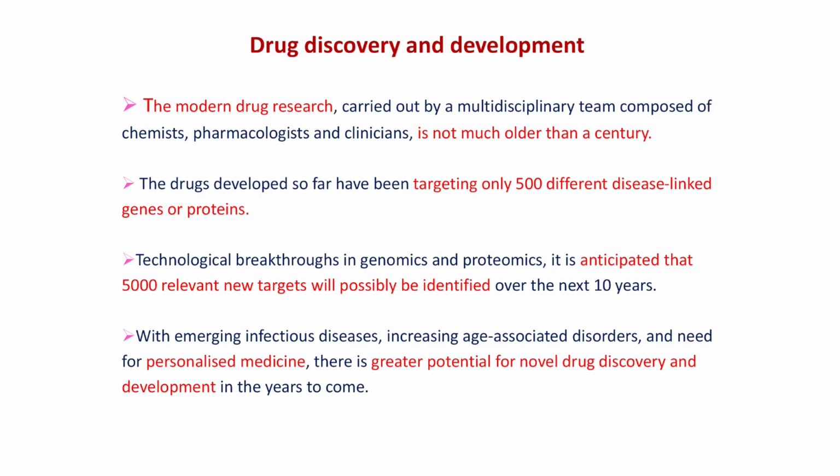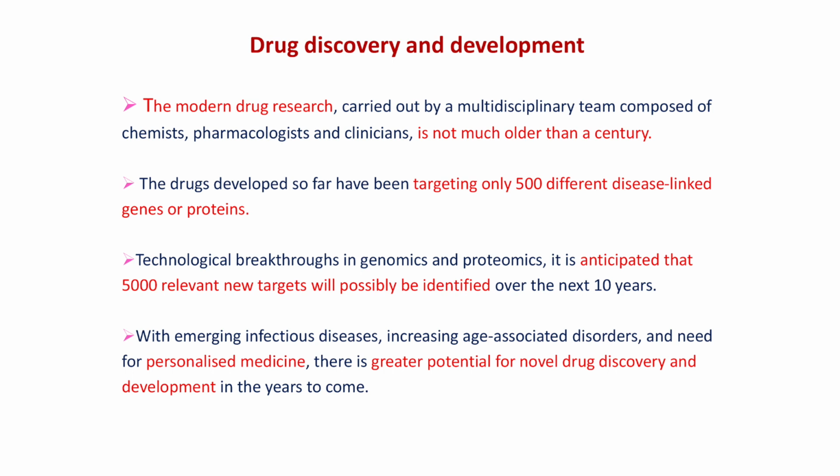So, modern drug research carried out by a multidisciplinary team of chemists, pharmacologists and clinicians is not much older than a century. The drugs developed so far have been targeting only 500 different disease-related genes or proteins, but with the technological breakthroughs that have happened through genomics, proteomics and metabolomics, it is anticipated that 5,000 relevant new targets will possibly be there for exploitation for developing drugs in the next 10 years.